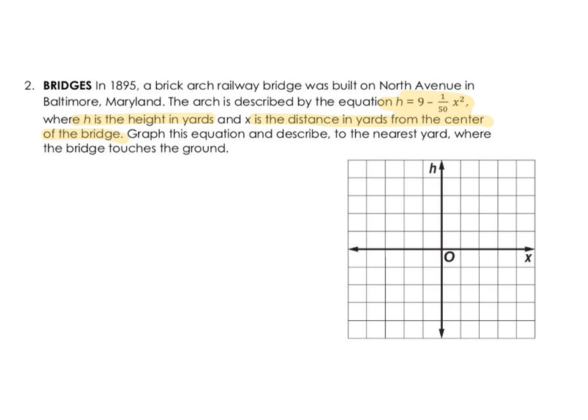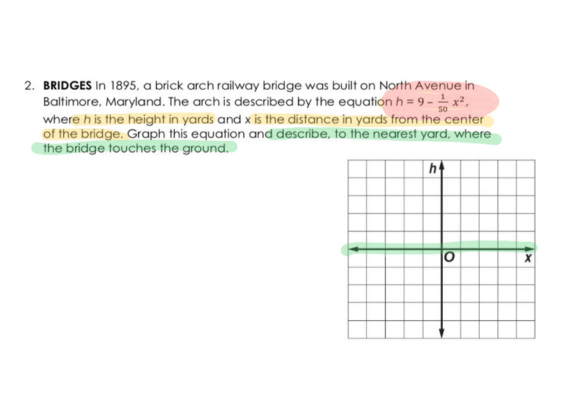So we're looking for the distance to the nearest yard where the bridge touches the ground, and the ground would be our x-axis. So the first thing we want to do is graph our equation, and we know our equation is h equals 9 minus 1 over 50 x squared.